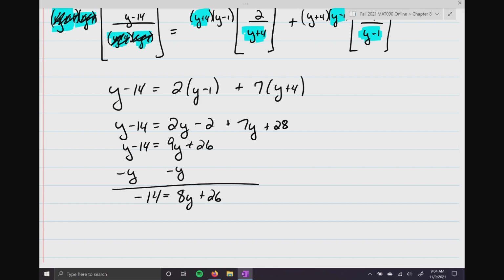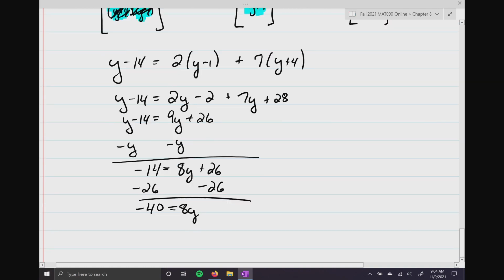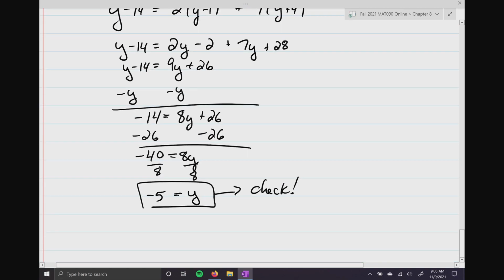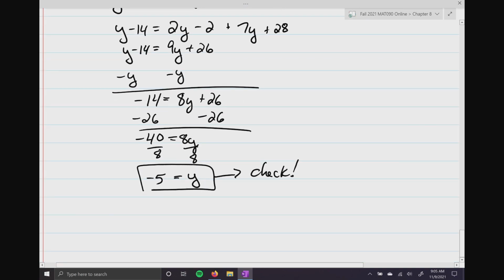Next, I'm going to get my constant terms together. So I'm going to subtract 26 from both sides. Negative 14 minus 26 is going to be 40, with a negative out front, because remember, you combine the numbers, keep the sign. And finally here, I'm going to divide both sides of the equation by 8 to give me y equals negative 5. Okay? Now remember, we need to check. Just don't move on to the next one. All right? So we're going to check this solution.